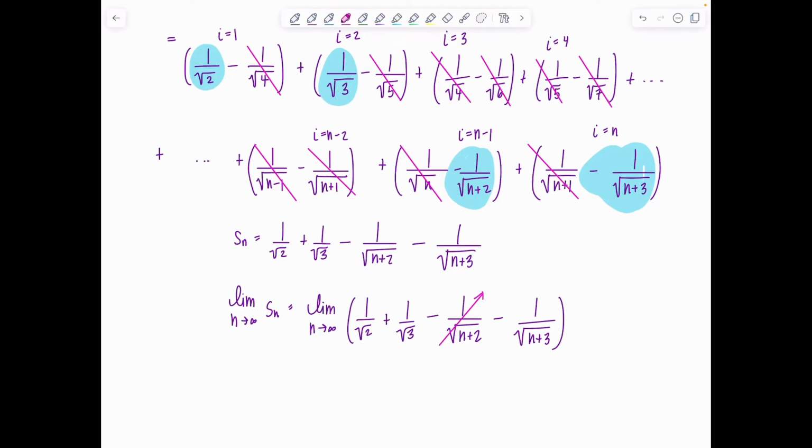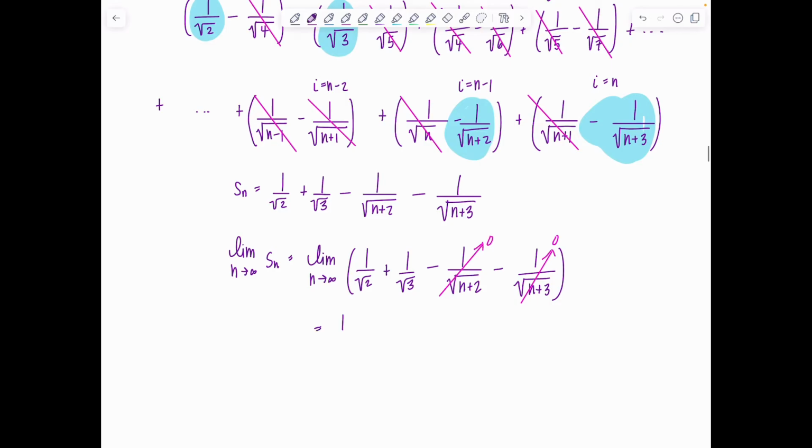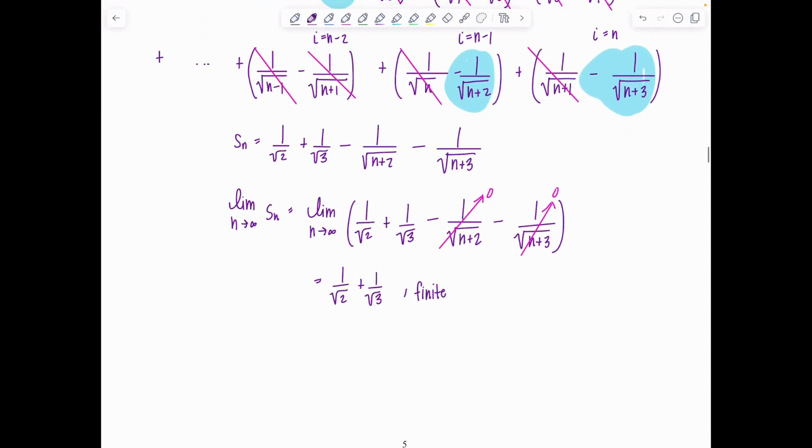The last two go to 0, which tells me that the partial sums approach a finite number, 1 over rad 2 plus 1 over rad 3. So since that's finite, that means the series converges.